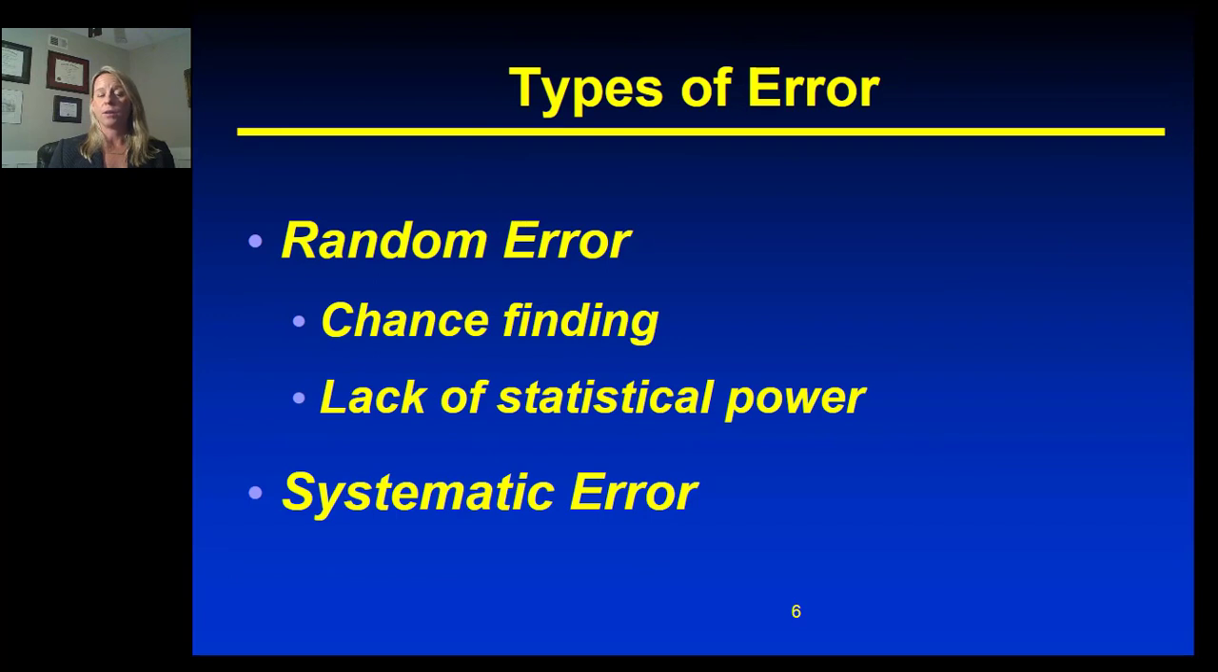And so now I want to shift a little bit and look at things more broadly in terms of types of error. And that's where we're beginning now with talking about bias. So you can think of error in two categories. Random error, this is where we just have chance findings or the lack of power, perhaps due to sampling variability or sampling error. And then we can have systematic error, and that's what we're going to talk about next.